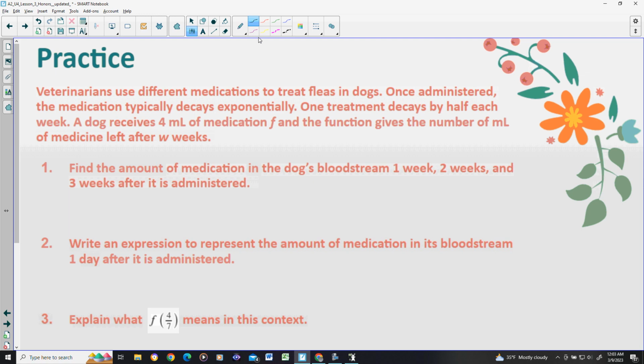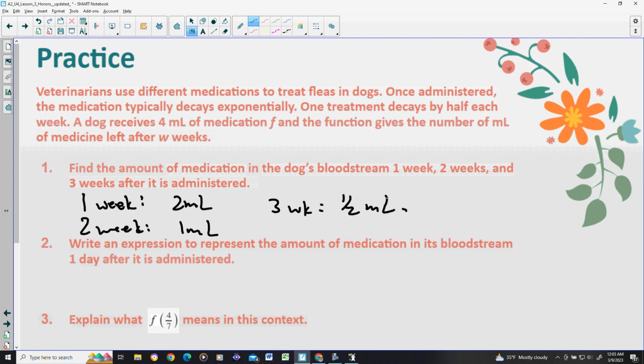Well, sure, right? Okay, so it's half each week. So how much is left after 1 week? 2 milliliters. 2 weeks, 1 milliliter. 3 weeks, half a milliliter. And we could keep going. After 4 weeks, it'd be 1/4 of a milliliter, and so on and so forth. After a while, there would be so little of it in the blood that your blood would probably just filter the rest of it out.